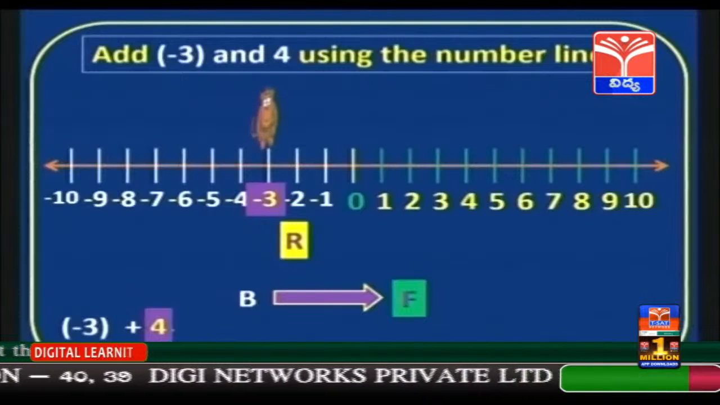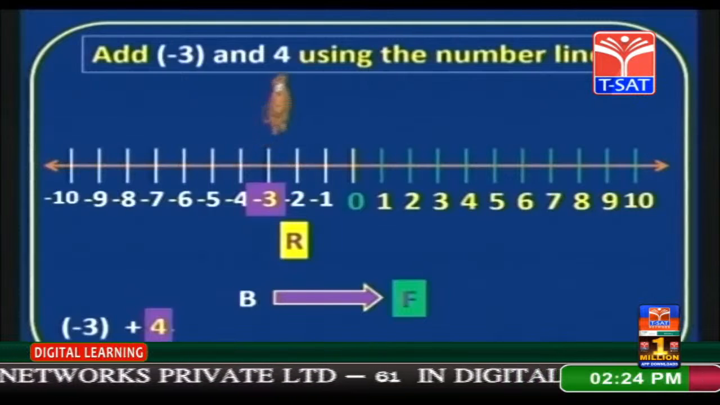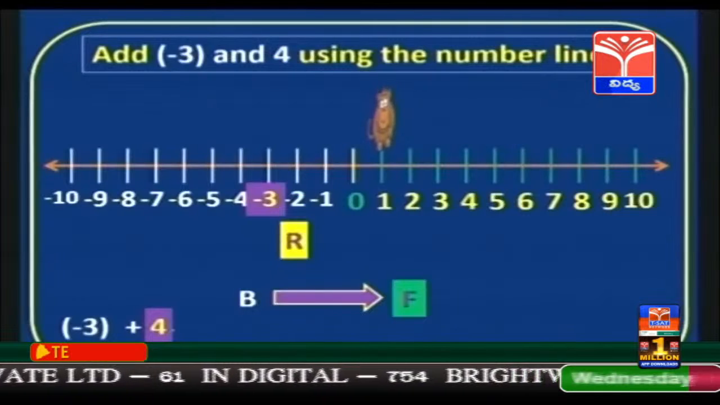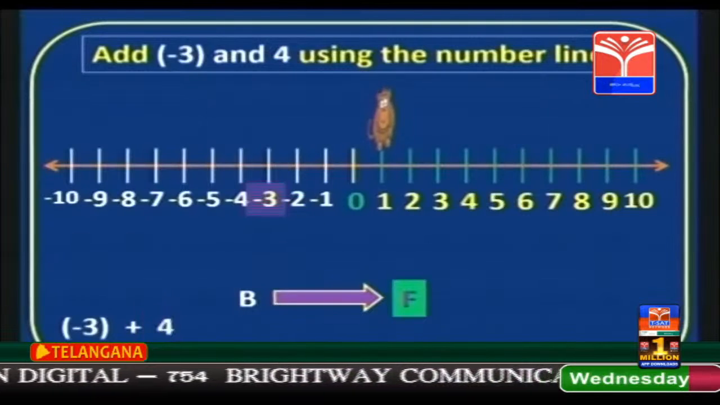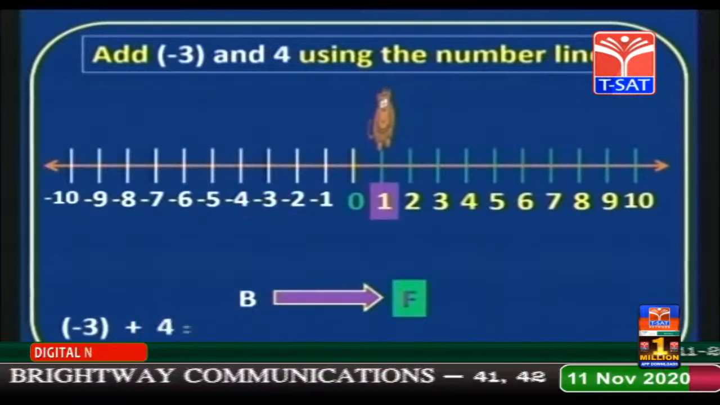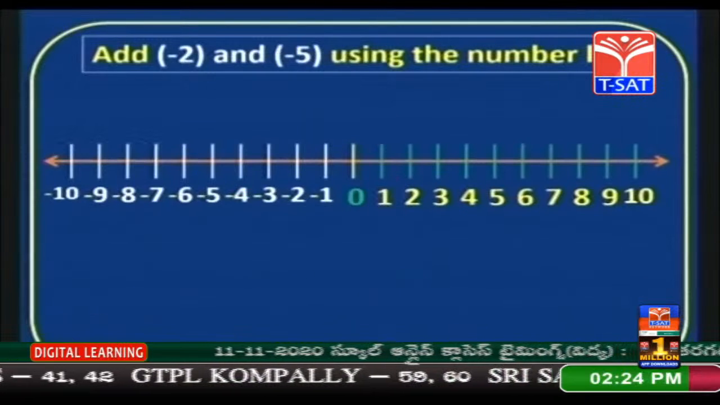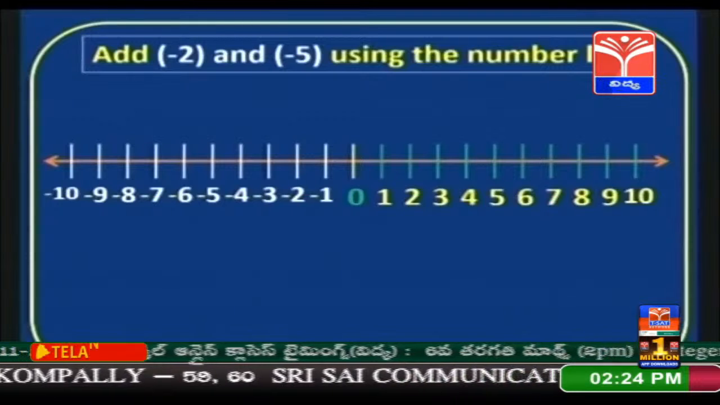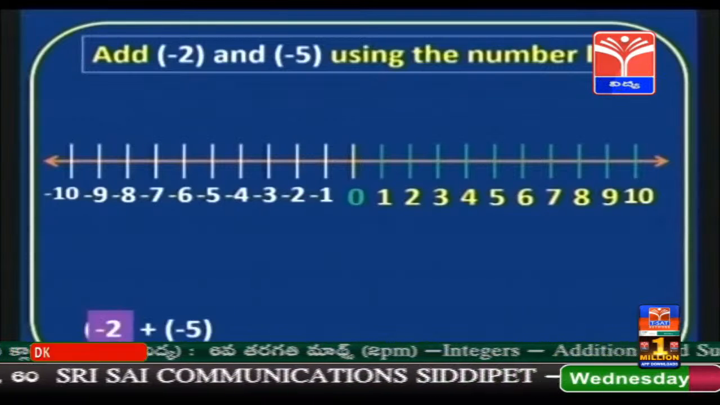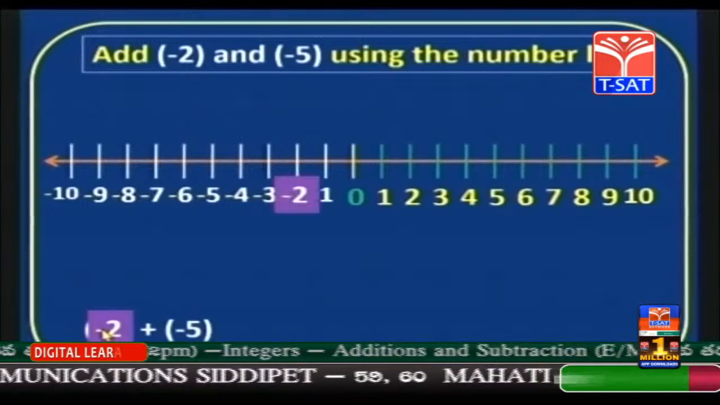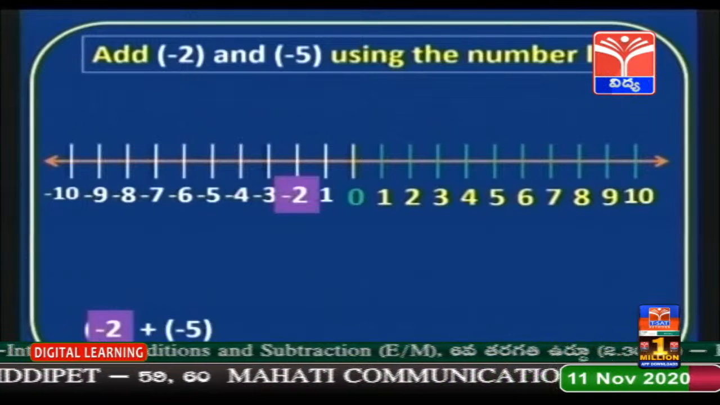So I am taking a monkey here. The monkey is moving 4 steps forward. Now where is the monkey? Yes, it is at 1. So what is minus 3 plus 4 equal to? 1. Now let us add minus 2 and minus 5 using the number line. Okay children, what is the first integer? Minus 2. I am going to the first integer on the number line.